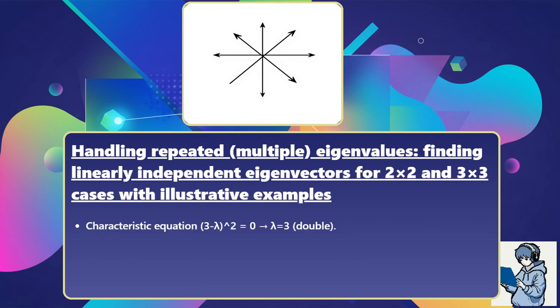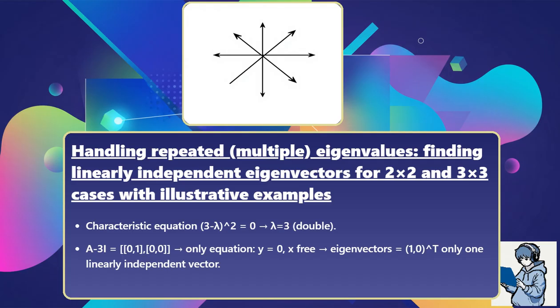The characteristic equation (3 minus lambda) squared equals 0, so lambda equals 3, a double eigenvalue. A minus 3I equals the matrix 0, 1, 0, 0. The only equation is y equals 0, x is free, so the eigenvectors are the vector (1, 0) transpose, giving only one linearly independent vector.